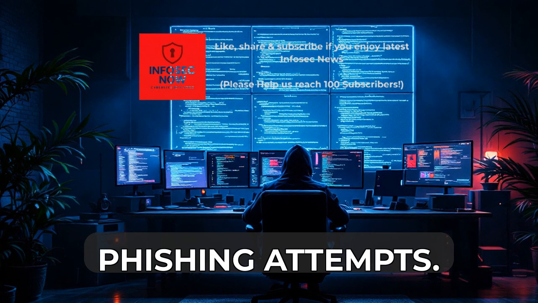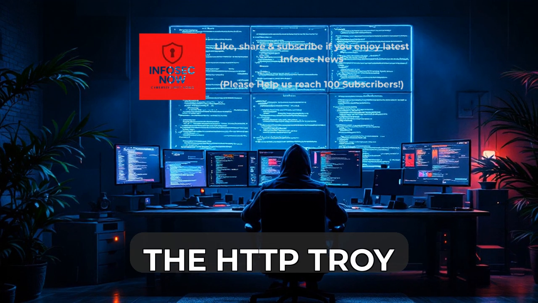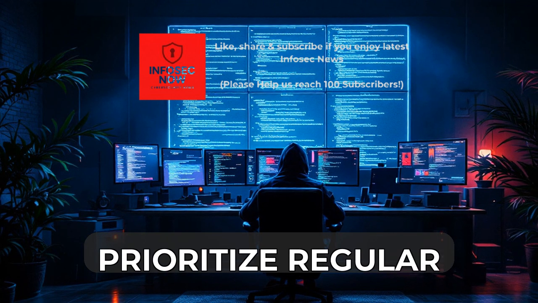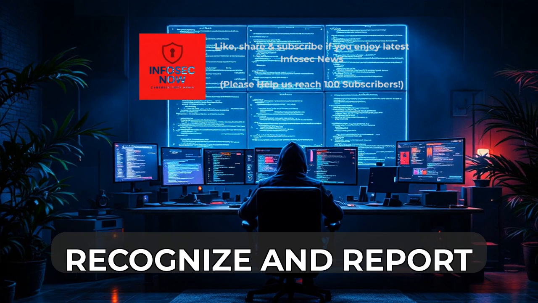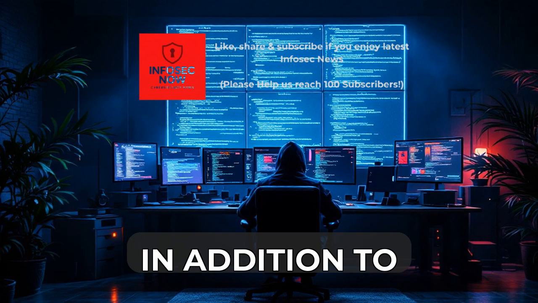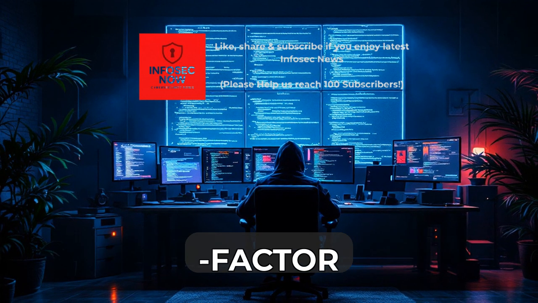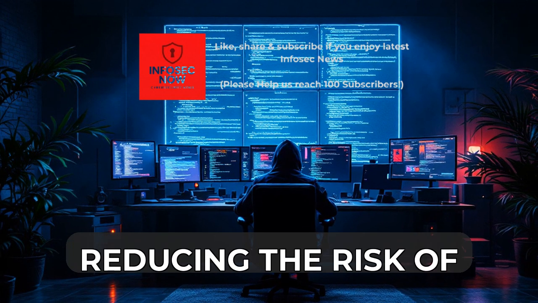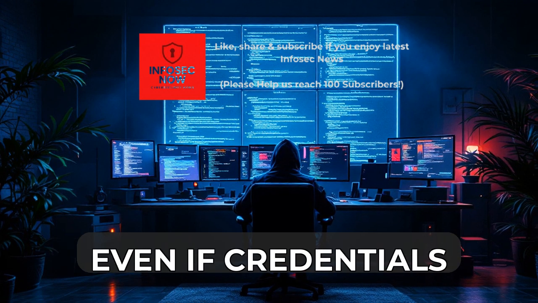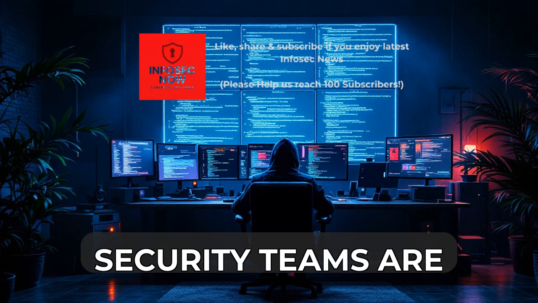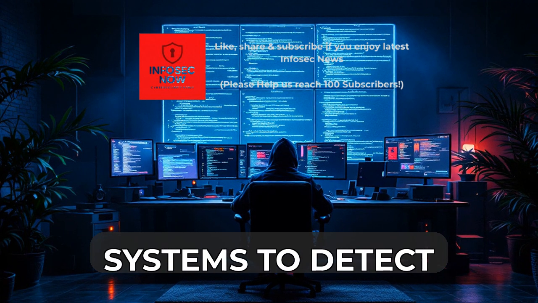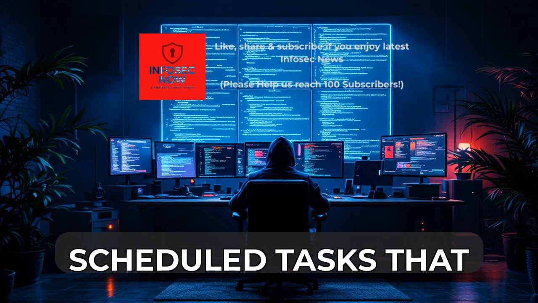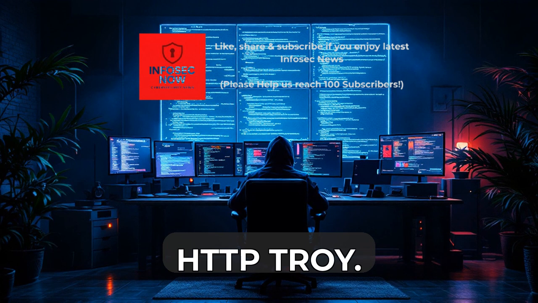Given the nature of the HttpTroy backdoor, which employs advanced obfuscation techniques, organizations must prioritize regular security training for employees to recognize and report suspicious emails. In addition to employee education, implementing multi-factor authentication (MFA) can provide an additional layer of security, significantly reducing the risk of unauthorized access even if credentials are compromised. Security teams are also advised to conduct thorough audits of their systems to detect any anomalies that may indicate a breach, particularly focusing on scheduled tasks that may have been set up by malware such as HttpTroy.